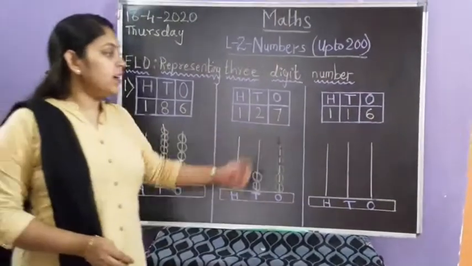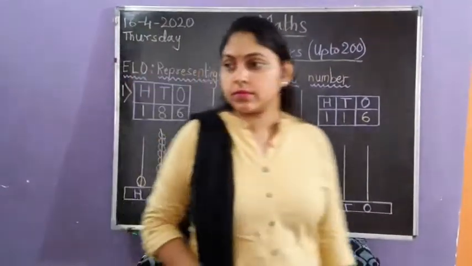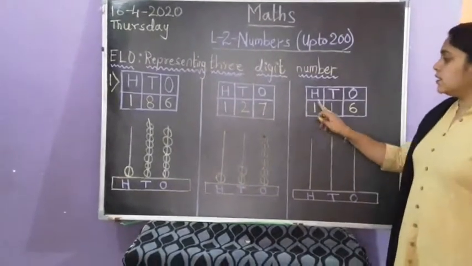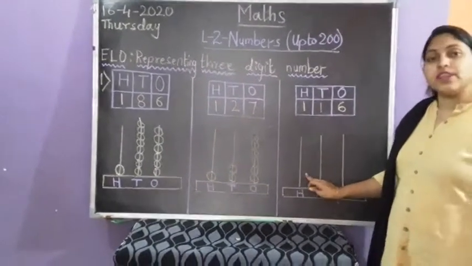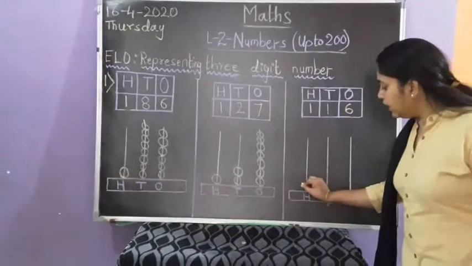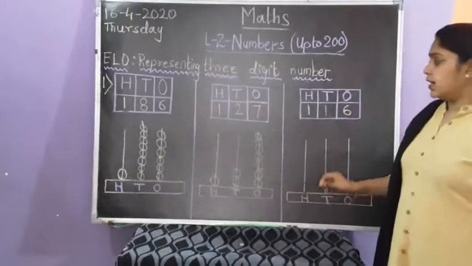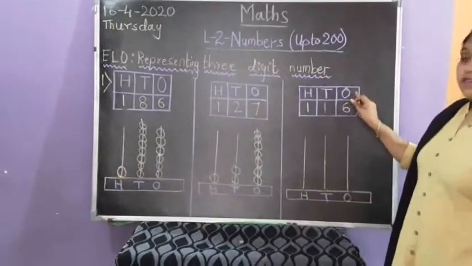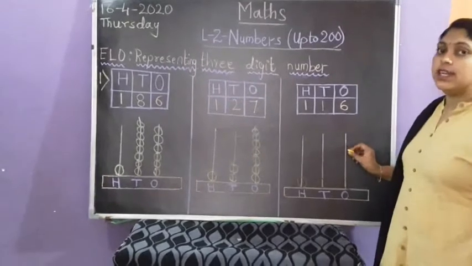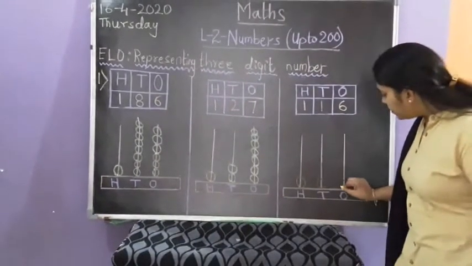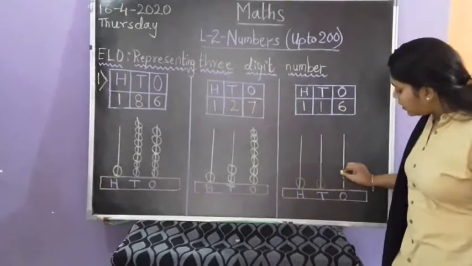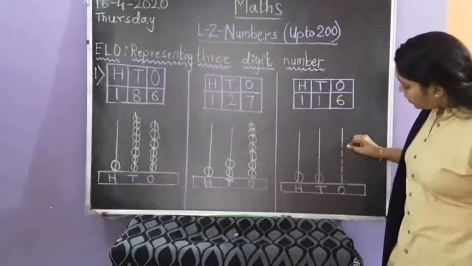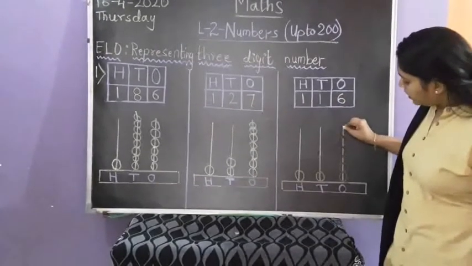Let's move on to our third example, where we have the number 116. Here again in hundreds room we have number 1. So only 1 bead. In tens room we have again 1. But in ones room we have the digit 6. So here 6 beads. 1, 2, 3, 4, 5 and 6.